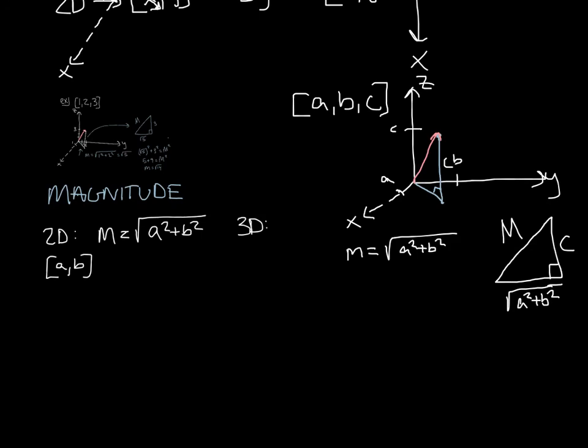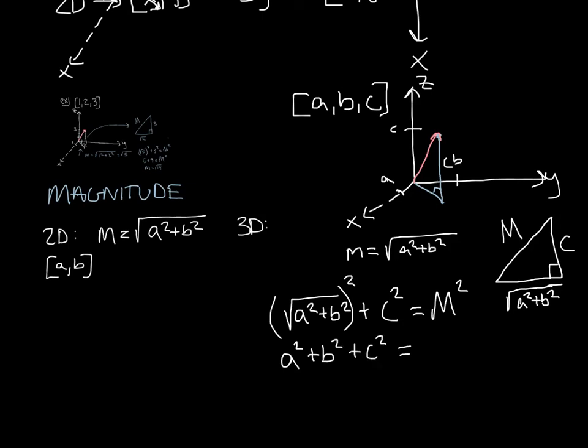So if I wanted to find that, let's just set up Pythagorean theorem. So let's do the square root of a squared plus b squared. Plus, and we have to square that, right? That all squared plus c squared equals big M squared. Well, something neat happens over here. So that whole thing is square rooted, and we're going to square it. So that gets rid of that square root, which is nice. And then plus c squared is M squared. So check it out. Big M is just the square root of a squared plus b squared plus c squared.